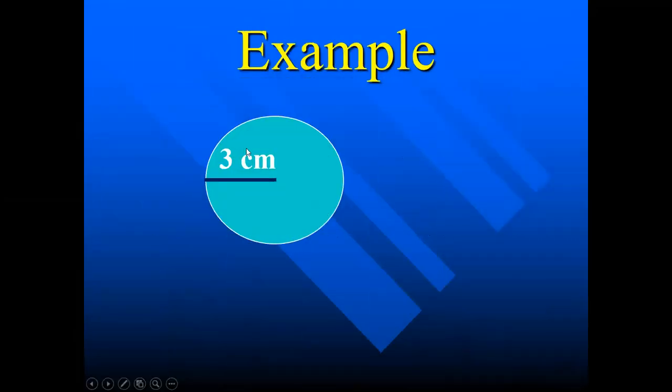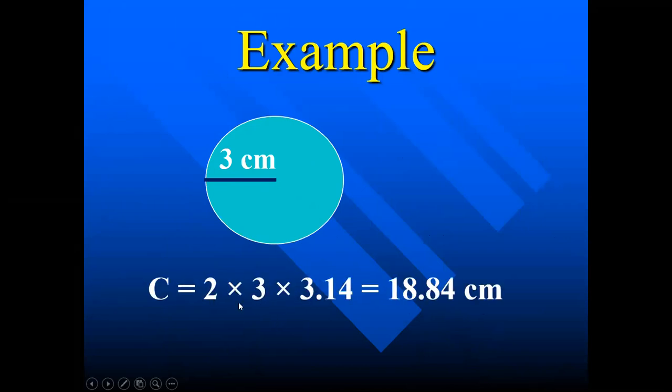Examples to understand. In this circle, we have radius 3 centimeters. To find the circumference, we multiply 2 multiply the length of the radius, 2 multiply 3, multiply 3.14. 2 multiply 3 equals 6, and multiply 6 by 3.14 by vertical way. Now we'll do it in the sheet. The result will be 18.84 centimeters.